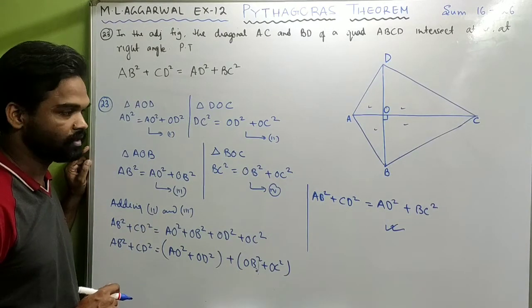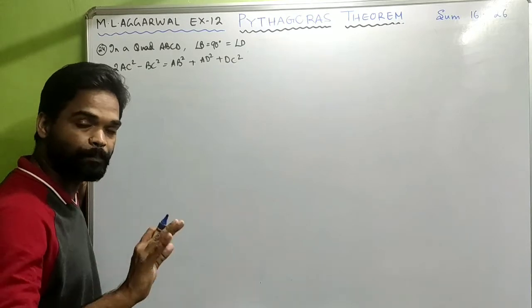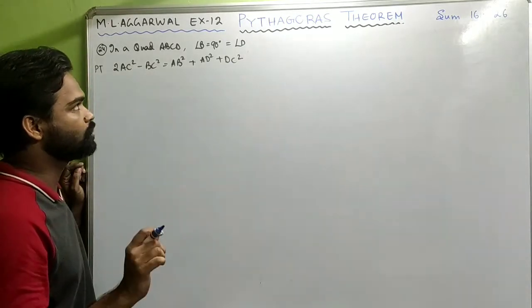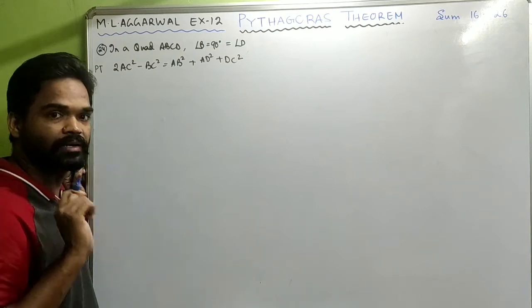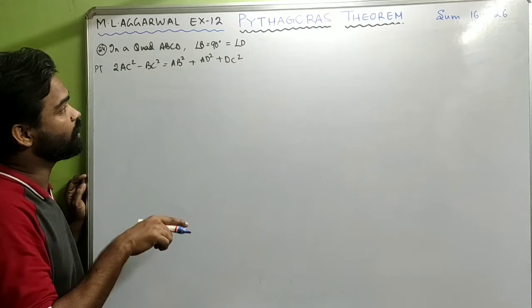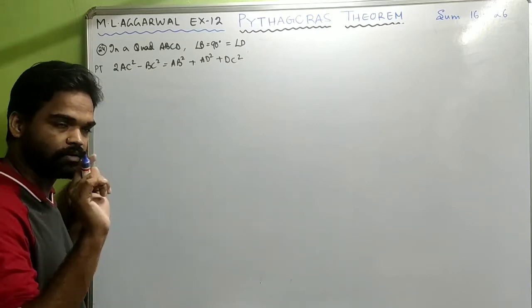Done. Now let's look at the next sum. Sum number 24. Pretty easy. In a quadrilateral ABCD, angle B equals 90 equals angle D. Prove that twice of (AC square minus BC square) equals AB square plus AD square plus DC square. First of all, draw the diagram.